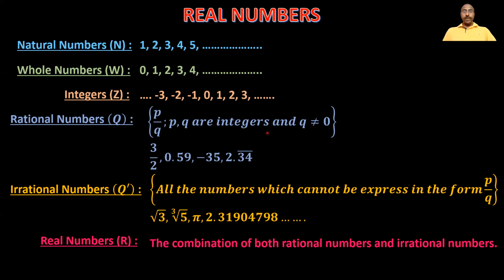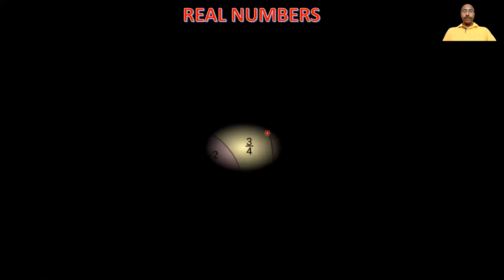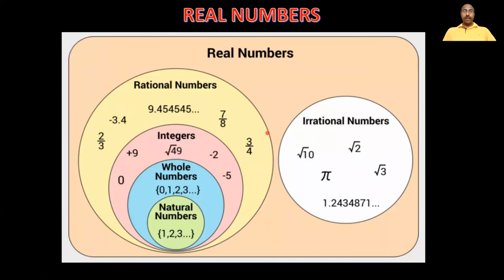So we have a picture to represent the real numbers. Real numbers consist of both rational numbers and irrational numbers. Rational numbers contain integers, integers contain whole numbers, whole numbers contain natural numbers. Irrational numbers are exclusive from rational numbers, and the combination of both rational numbers and irrational numbers is called real numbers, and the real numbers are denoted by R.